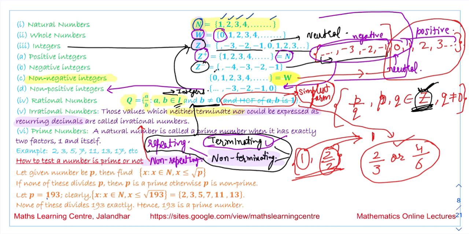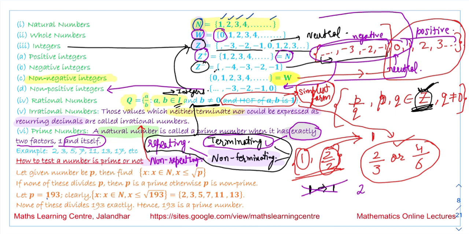A prime number is a natural number. It is important over here that we are talking only about natural numbers when we say prime numbers. It has exactly two factors. This word exactly is very important: it should have exactly two factors, 1 and itself. The first natural number we have is 1. How many factors does 1 have? It has only one factor, 1. So it is not a prime number.